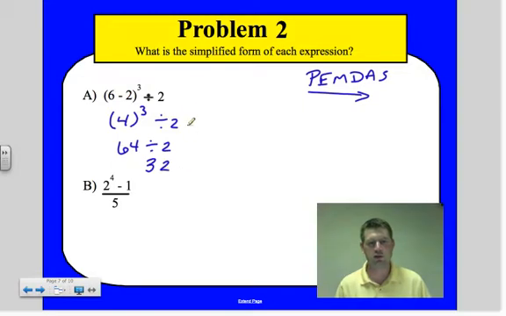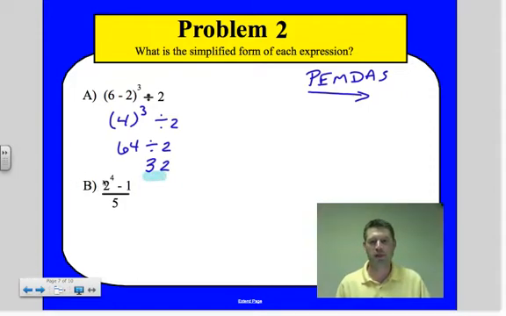Now, notice I didn't put an equal sign here. This is an expression, so don't put an equal sign. That makes it an equation. We're not dealing with that right now. And that's a common mistake, and people get really confused. So make sure you keep that. So there's that answer.